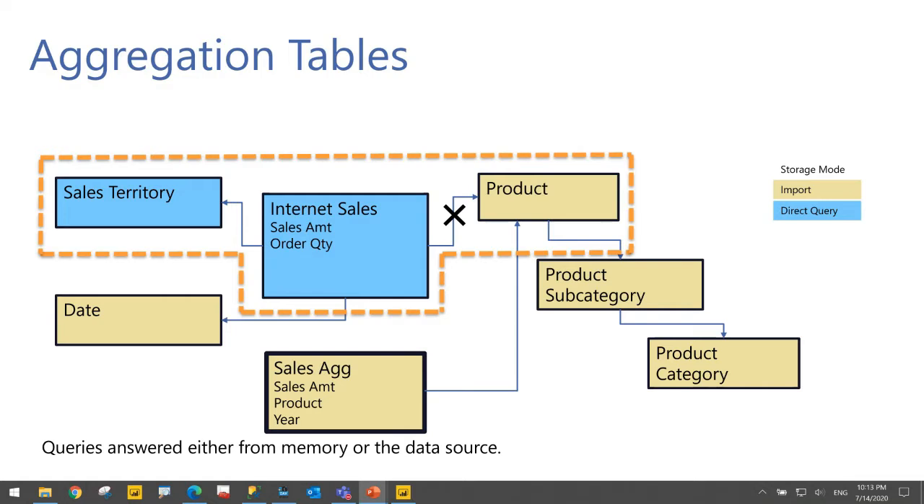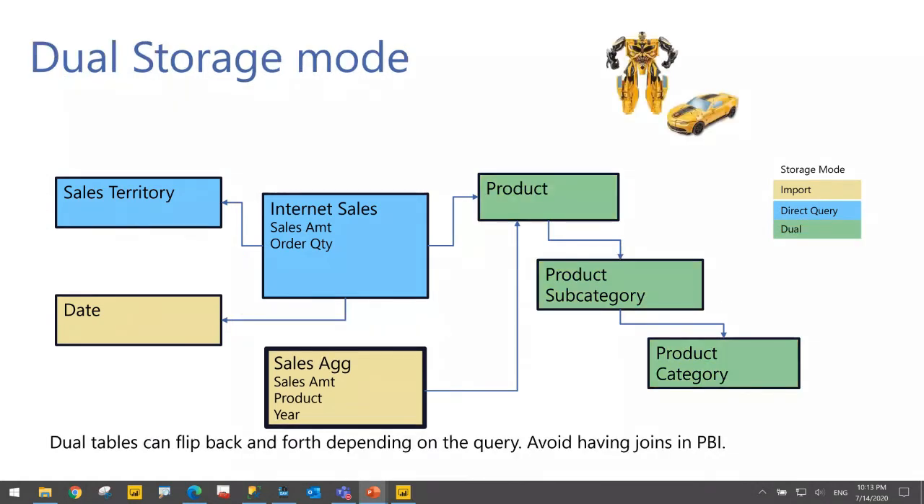The good news is there's still another answer from Power BI. So there is another kind of storage mode, and it's called dual storage mode. With dual storage mode, tables can flip back and forth for their storage mode, depending on the query. What it really means is that Power BI knows that it can use a copy of the table in the backend, and it can also use a copy of it that it has cached in memory. This way, it will avoid doing those expensive joins in Power BI's memory.